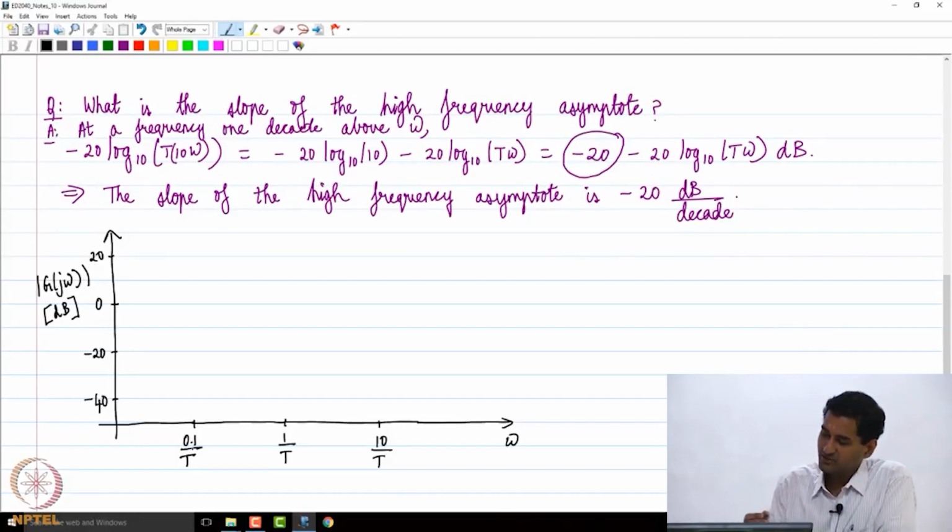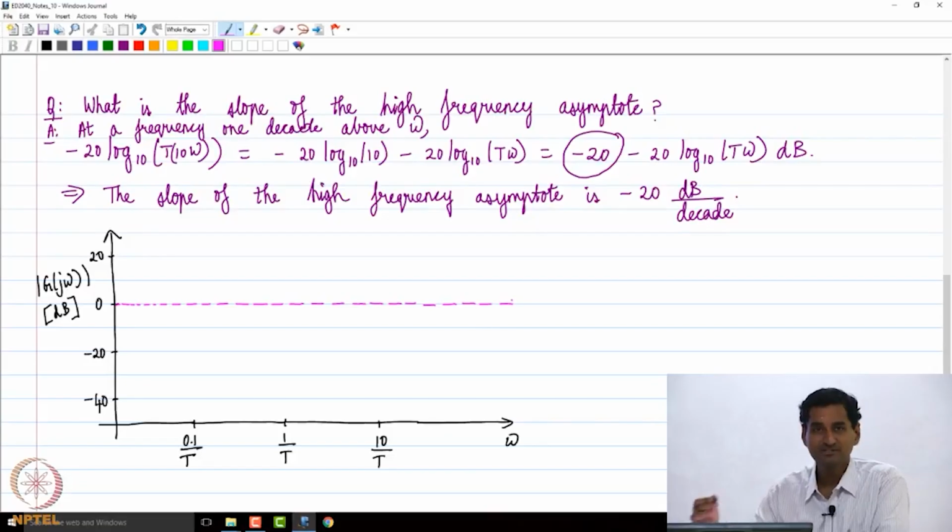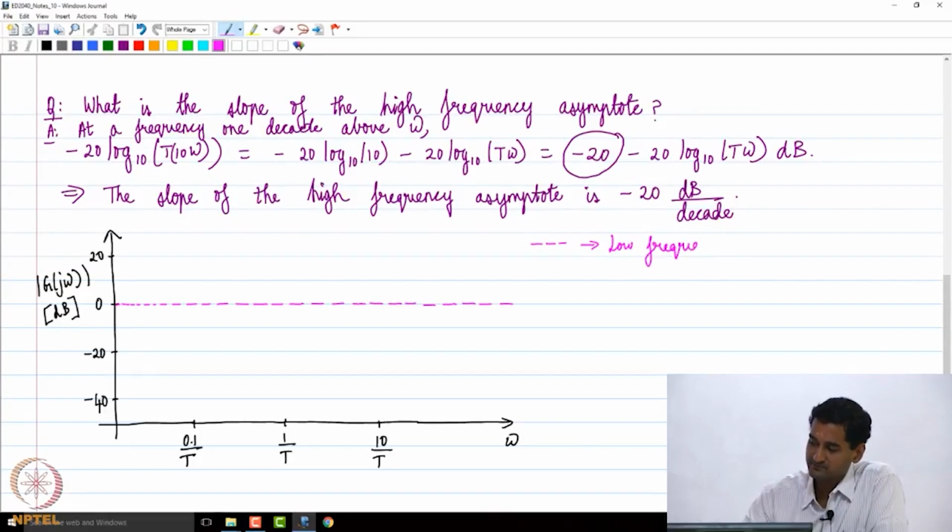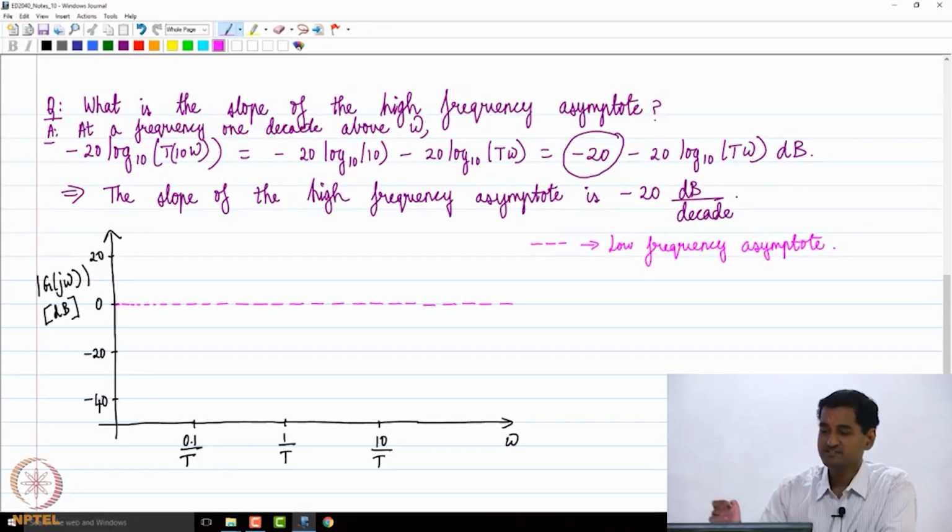So let's plot the low frequency, high frequency and the actual curves. See, the low frequency asymptote, which I am indicating in pink, is the 0 decibel line. It does not matter what the frequency is; of course it makes sense only at low frequencies, but I am just drawing it to make things clear. The 0 decibel line, the pink line, is the low frequency asymptote. Just for the sake of clarity, I have extended it.